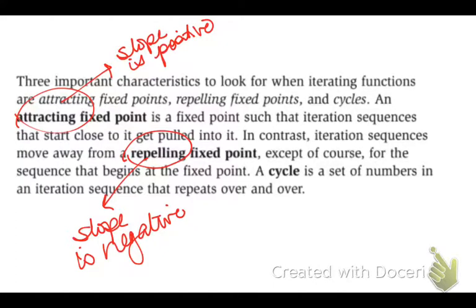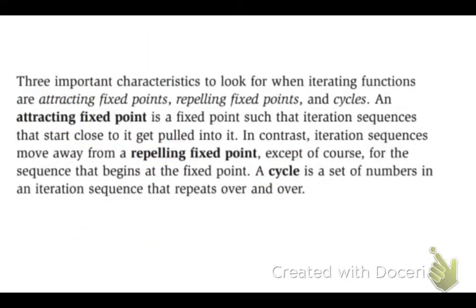Okay. And then you can have a cycle of numbers. So a cycle is a set of numbers. You can have 2 cycles, 3 cycles, 4 cycles. Basically it's when the same values start to repeat over and over again. So it might cycle between 1 and -1. It might cycle between 3 decimals. But again, we should see those values repeated constantly in that function iteration.